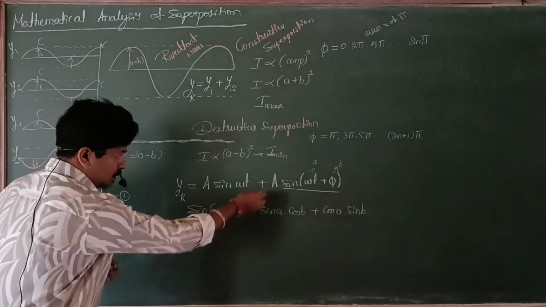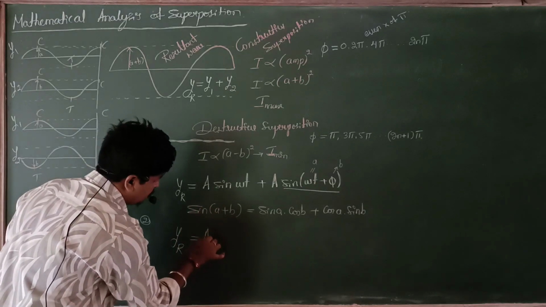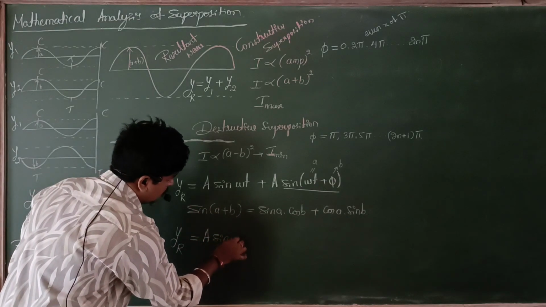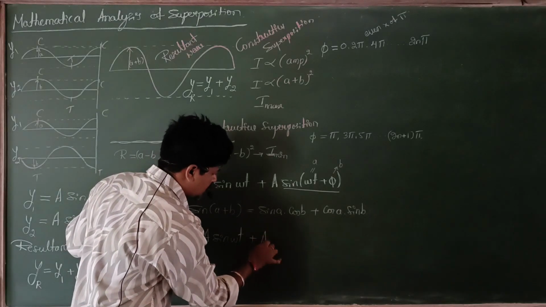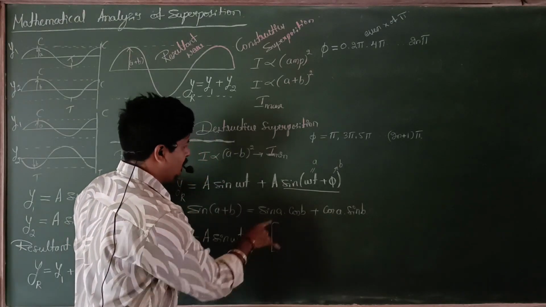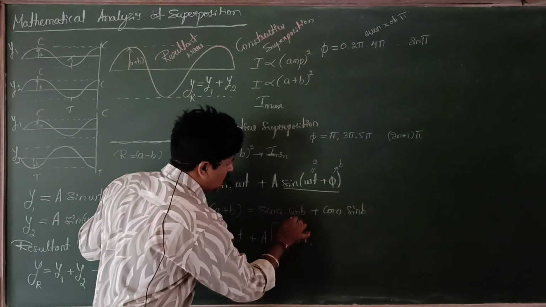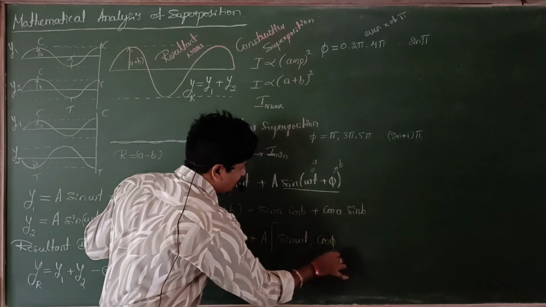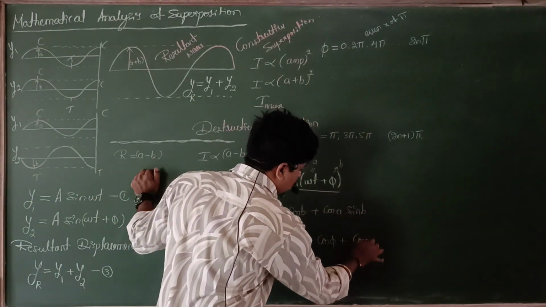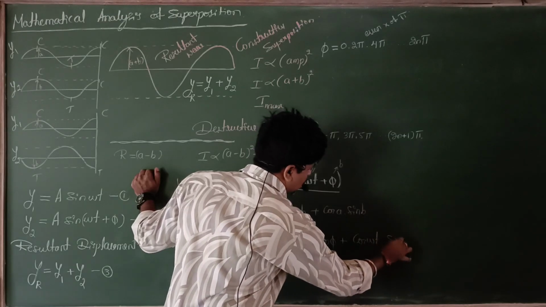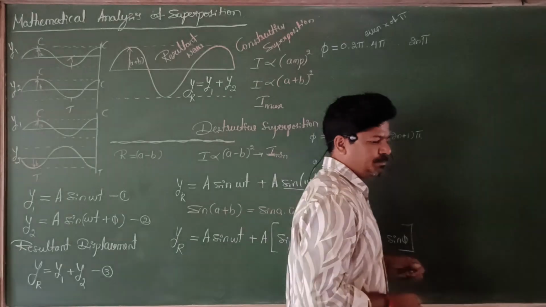So applying this, yr is equal to a sin omega t plus a, in brackets, sin omega t cos pi plus cos omega t sin pi.